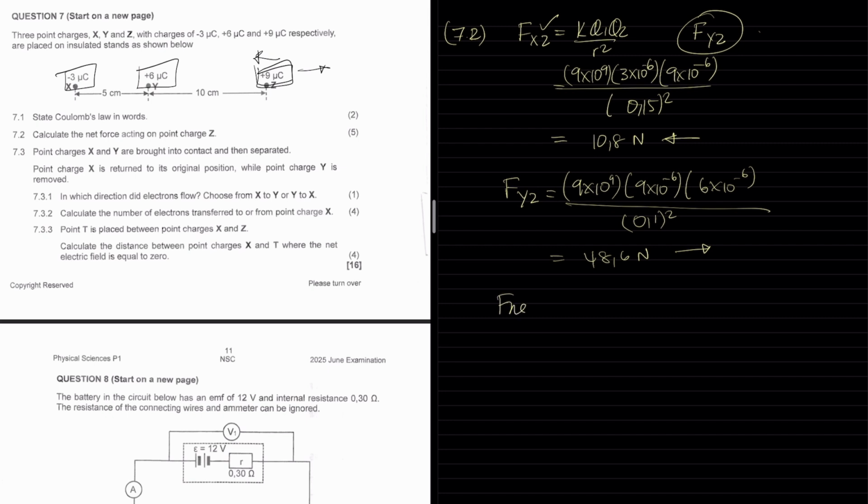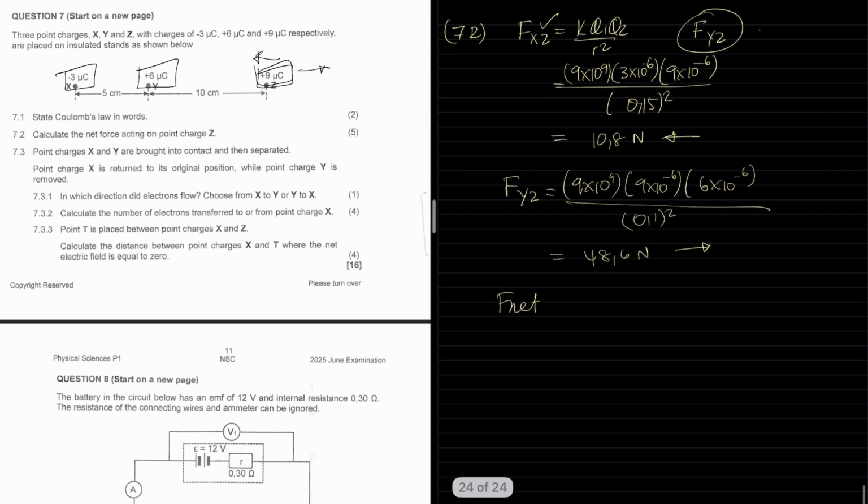Now F net is going to be the sum of these two, but they are in opposite directions. So we should subtract them. I'm going to choose right as positive here. So it's going to be 48.6 minus 10.8. And that's giving me an answer of 37.8 newtons to the right.